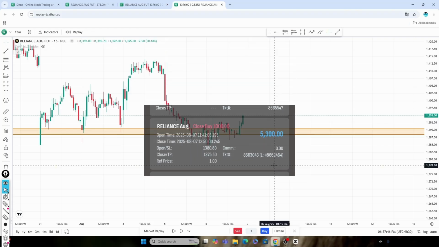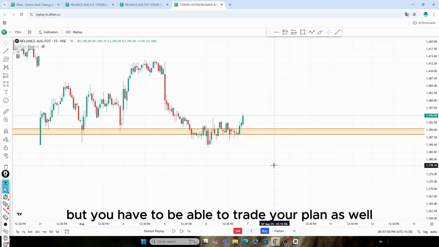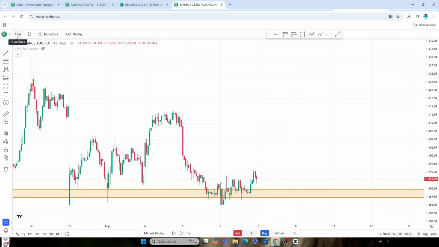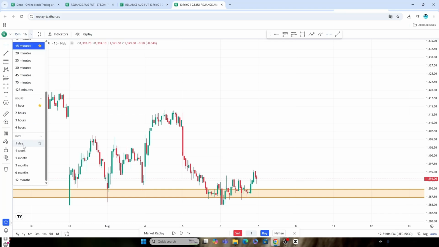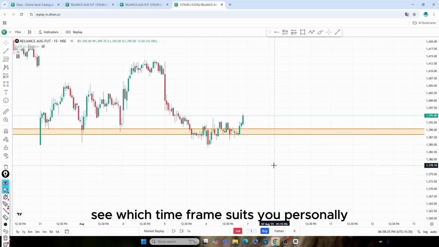Now let's see the real example I took using this exact flip zone, and here is the real-time execution of the trade. Everybody can talk on a replay mode, but you have to be able to trade your plan as well. So right here we can see we are on Reliance and we are using 15-minute time frames to mark out the zone. 15 minutes is also a higher time frame level. You can experiment on 15 minutes, 1 hour and daily time frames. See which time frame suits you personally.